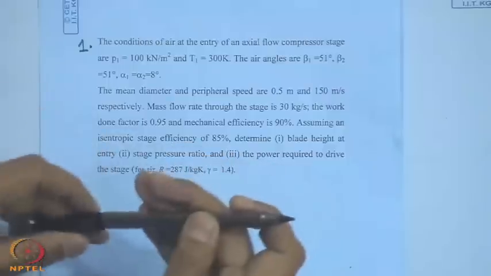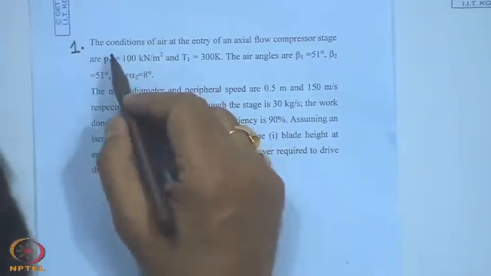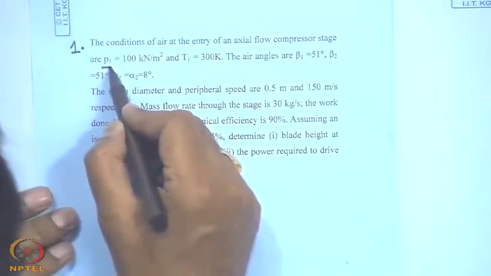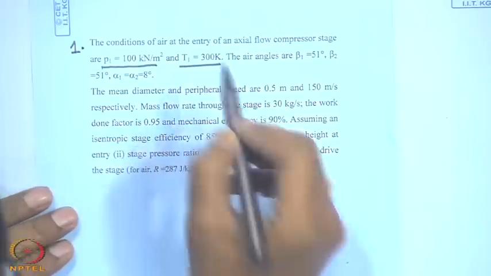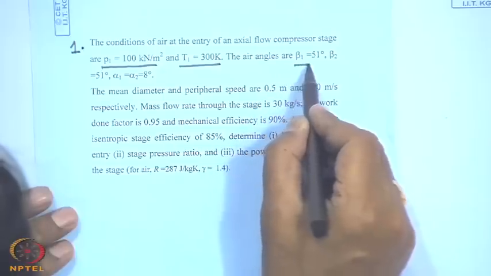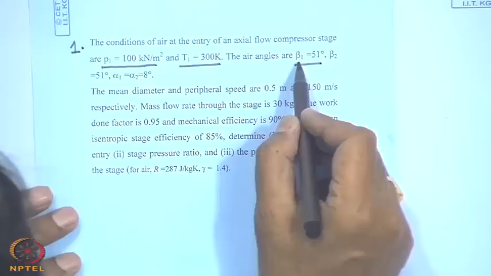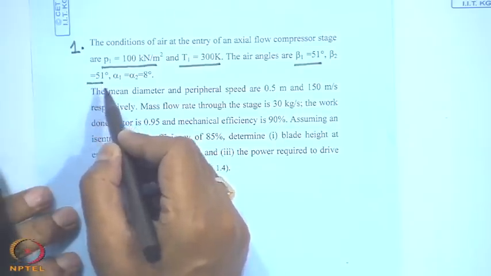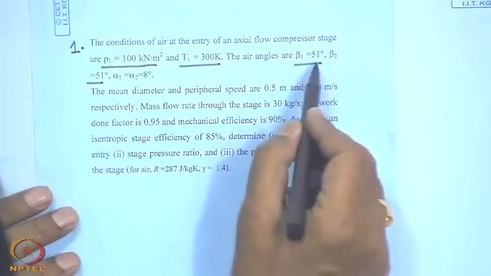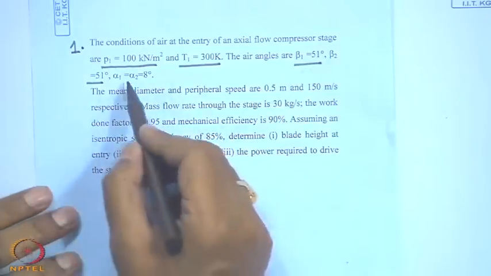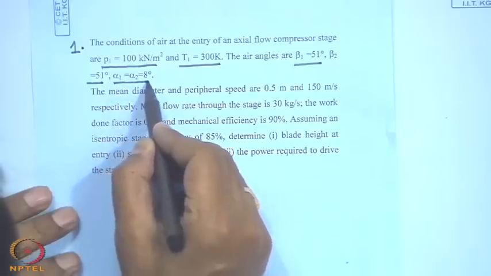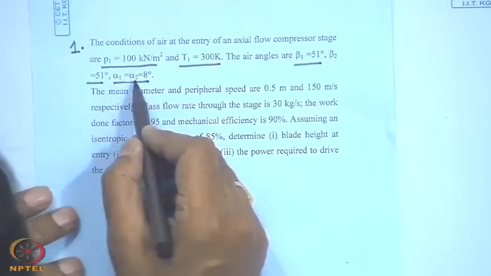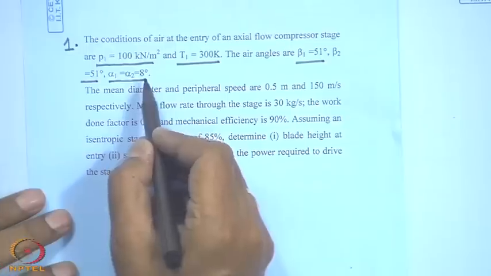Let me read out the problem first. The conditions of air at the entry of an axial flow compressor stage are: P1 is given, the inlet pressure, and temperature is given. The air angles are beta1, so this nomenclature is known to us. This is the blade angle at inlet, and beta2, the blade angle at the outlet, that is the rotor blade angle at the inlet and outlet, both are 51 degree. And alpha1 and alpha2 are 8 degree, this is given. Alpha1 is the angle of the absolute velocity at the inlet, and alpha2 is the angle of the absolute velocity at the outlet of the rotor blade.